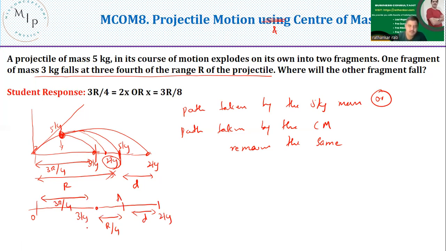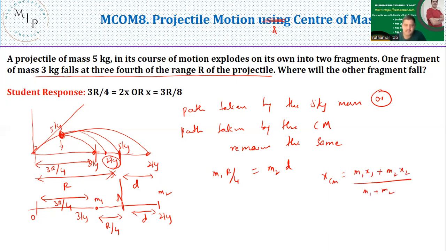Now what you need to do? The rest is quite simple. Choose this as your origin. If this is your origin, let us say this is m1, this is m2. Then m1 into r by 4 is equal to m2 into d. How do I do that? Because if I choose this as origin, I know that xcm is equal to m1x1 plus m2x2 divided by m1 plus m2. This already you know, right?